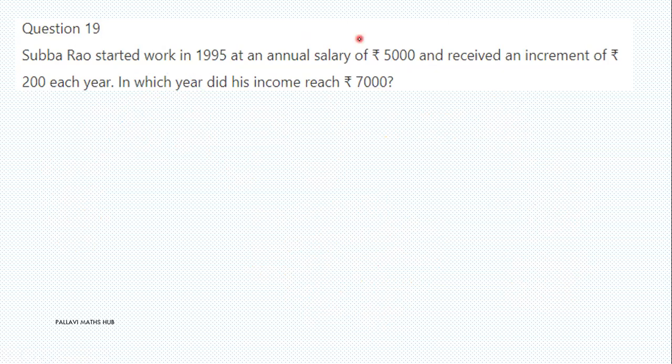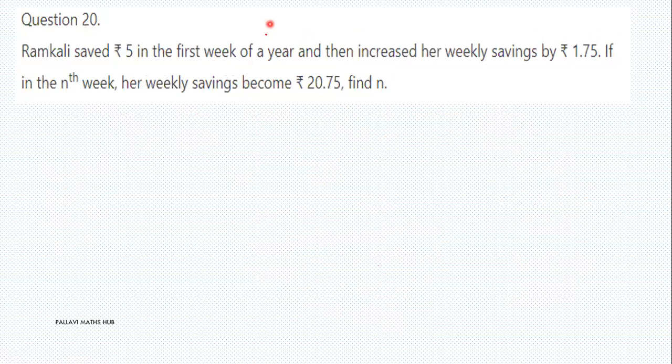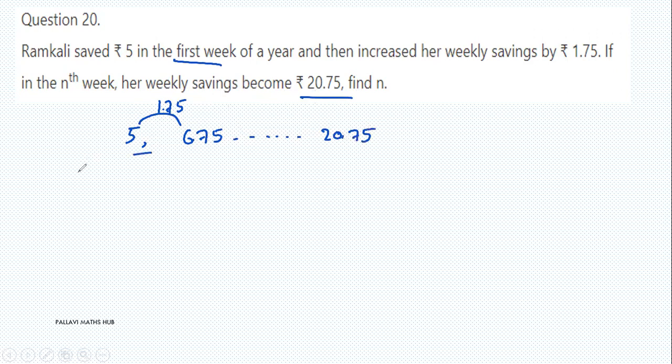Next, 20th question. Ramkali saved rupees 5 in the first week of the year, then increased her weekly saving by rupees 1.75. In the nth week, her weekly saving became 20 rupees 75 paisa. First week, she saved 5 rupees. Next week, increased by 1.75, it will become 6.75. Again, it goes up to 20 rupees 75 paisa. You need to find the value of n.